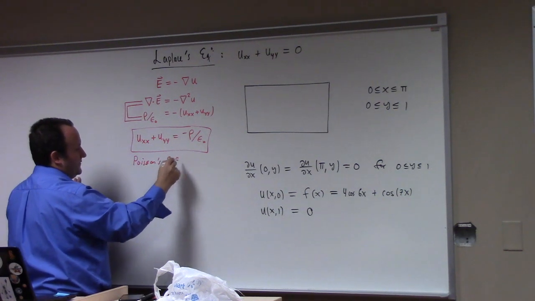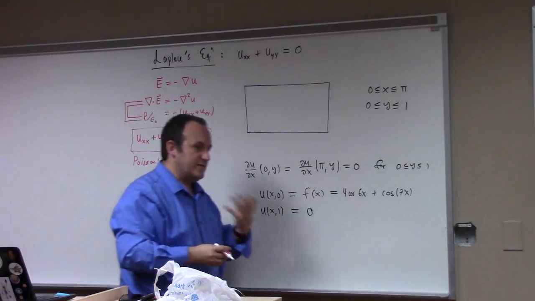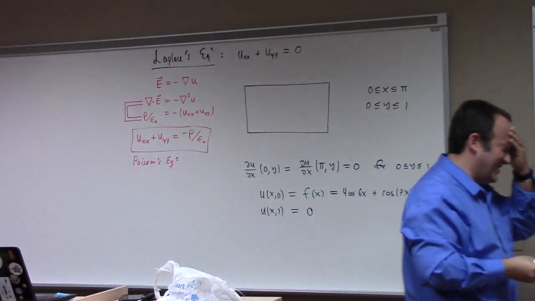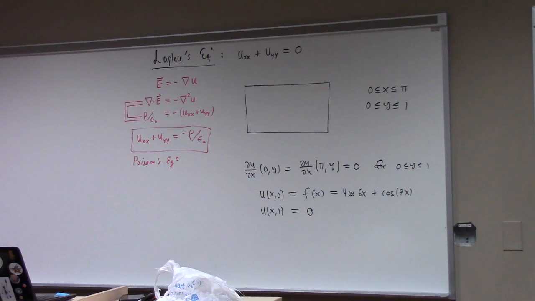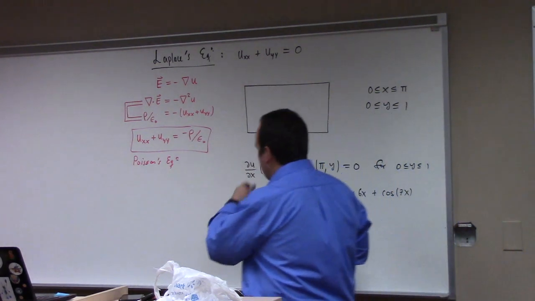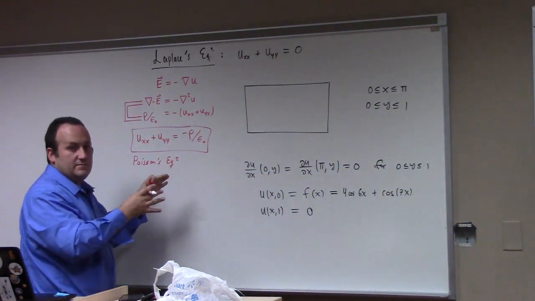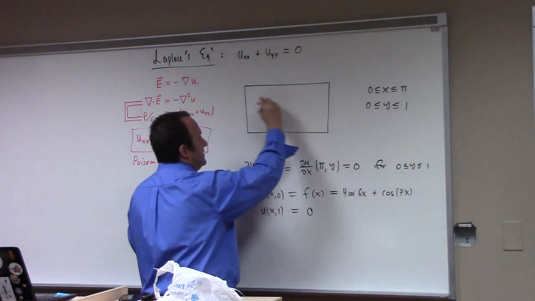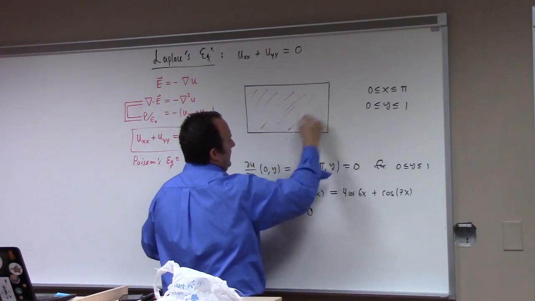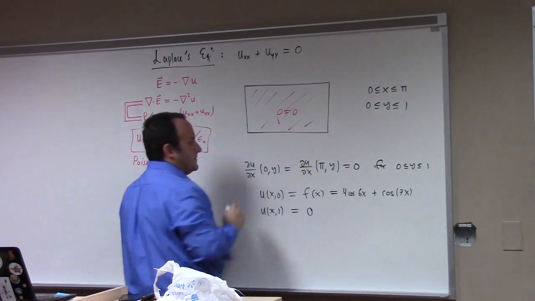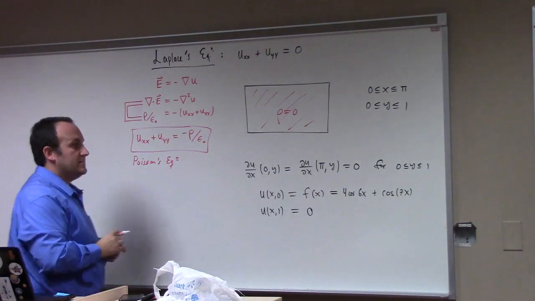Here rho is the charge density. What happens when the charge density is 0? If the charge density is 0, then Poisson's equation just reduces to Laplace's equation. So a physical interpretation for the problem we're solving is that we're trying to find the voltage function on this rectangle, and we have rho equals 0 in here. And then we have these boundary conditions given.